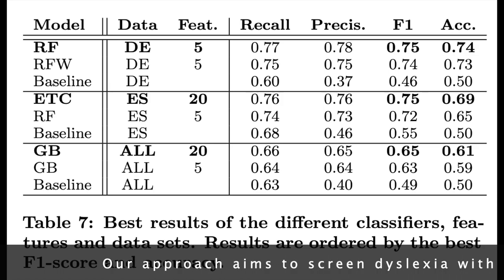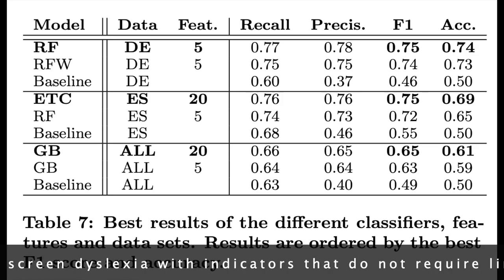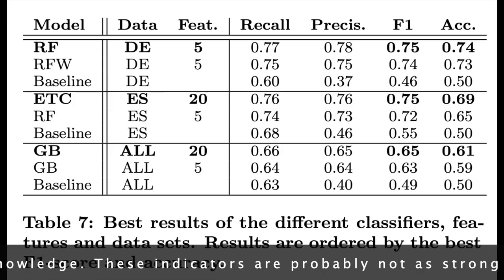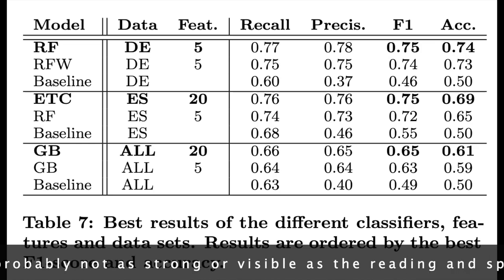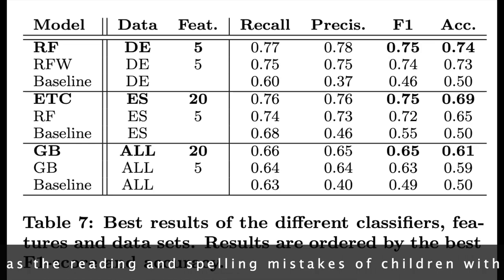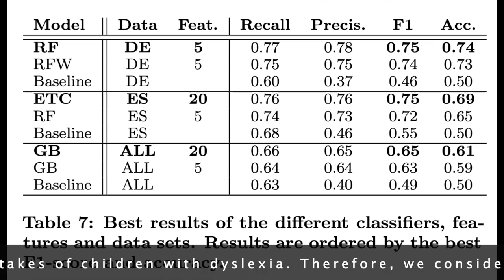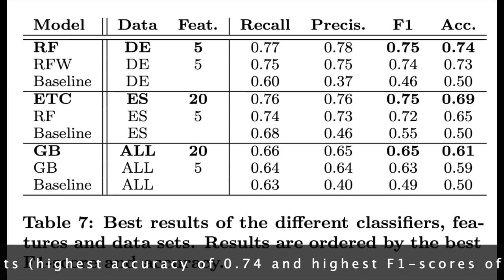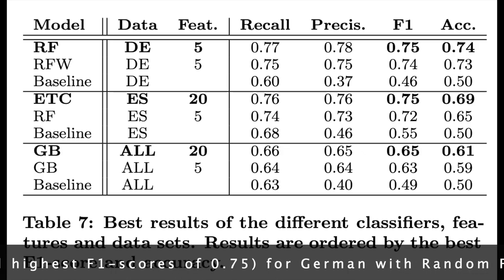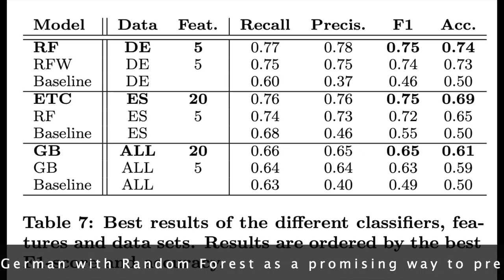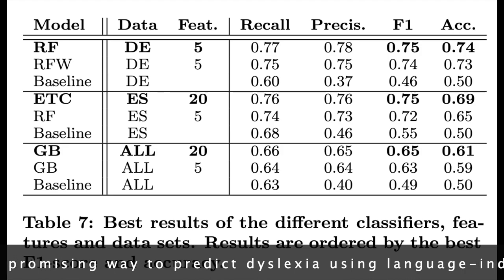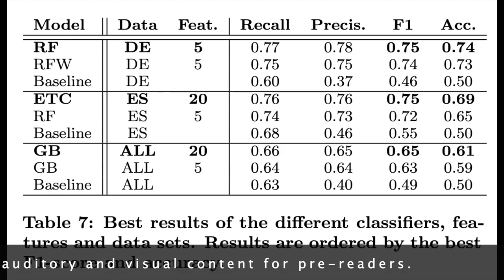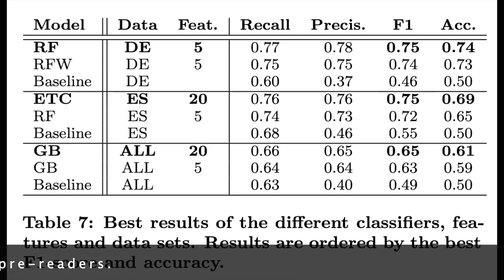Our approach aims to screen dyslexia with indicators that do not require linguistic knowledge. These indicators are probably not as strong or visible as the reading and spelling mistakes of children with dyslexia. Therefore, we consider our results, highest accuracy of 0.74 and highest F1 score of 0.75 for German with random forest, as a promising way to predict dyslexia using language-independent auditory and visual content for pre-readers.